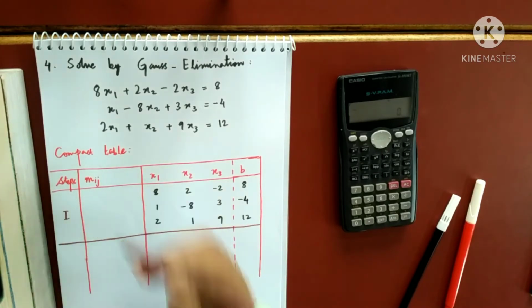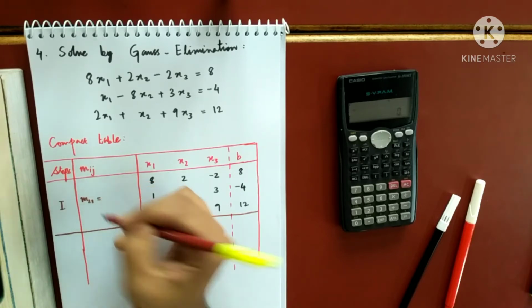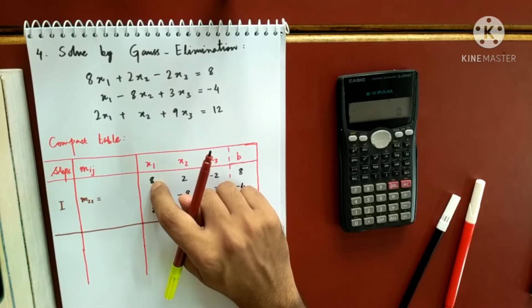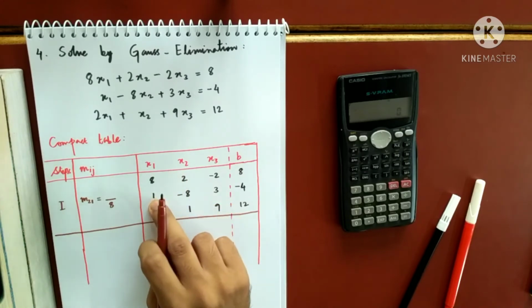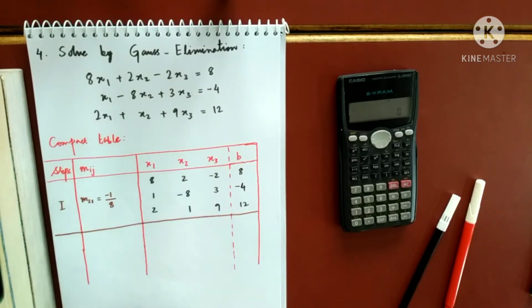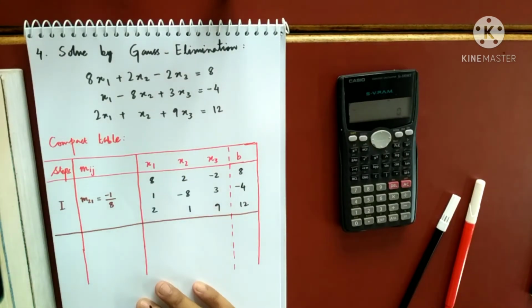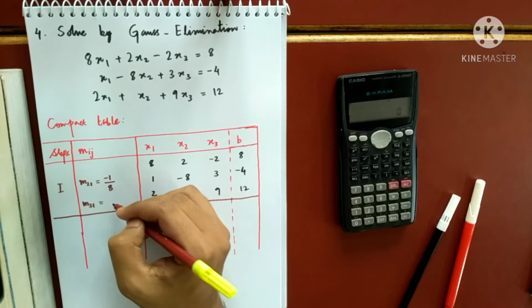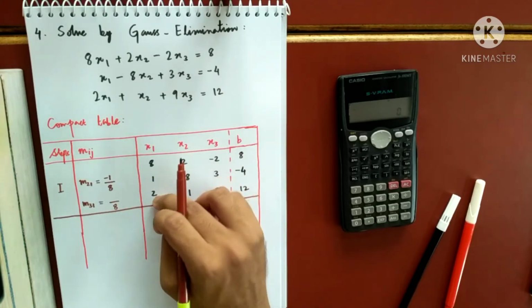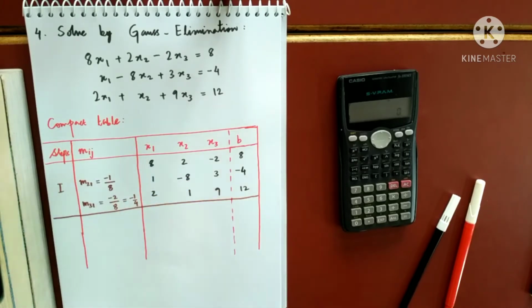This is my step 1. Now I have to take the multipliers, right? I will write the multipliers with the same name, m21. So what is my m21? I will first divide by 8. Remember that? And then I will take the opposite sign. So minus 1 by 8. You can keep that in decimal also if you want to, or you can keep it like this. The second multiplier is, you again divide by 8 and take the opposite sign of this, that is minus 2, which on simplifying becomes minus 1 by 4. So these are my two multipliers.